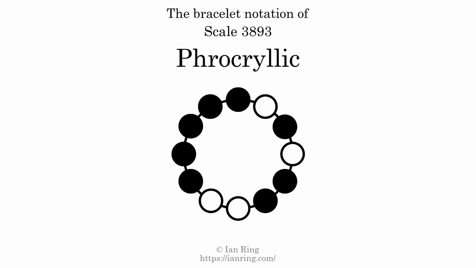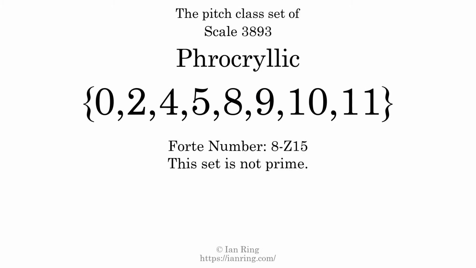This is a bracelet notation diagram of scale 3893. The shaded circles represent tones that appear in the scale, and they are read clockwise, starting at the top. The pitch class set for this scale is 0, 2, 4, 5, 8, 9, 10, 11. The forte class is 8Z15. This set is not prime.